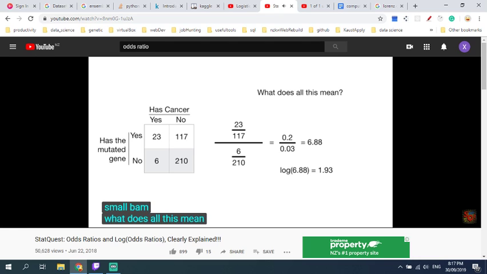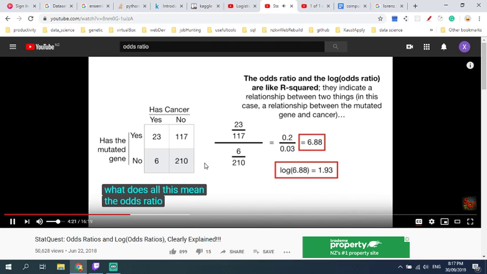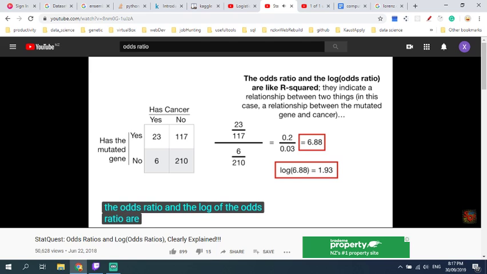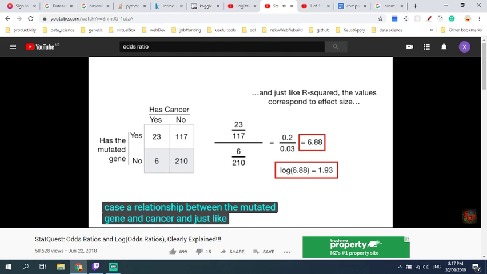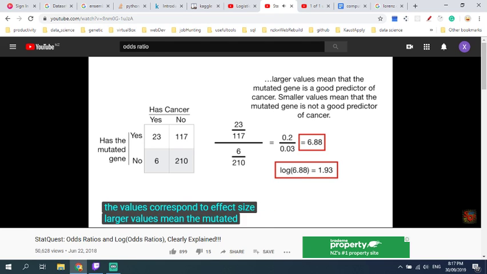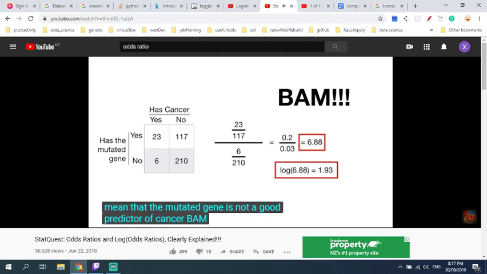What does all this mean? The odds ratio and the log of the odds ratio are like r squared. They indicate a relationship between two things. In this case, a relationship between the mutated gene and cancer. And just like r squared, the values correspond to effect size. Larger values mean the mutated gene is a good predictor of cancer. Smaller values mean that the mutated gene is not a good predictor of cancer. Bam!